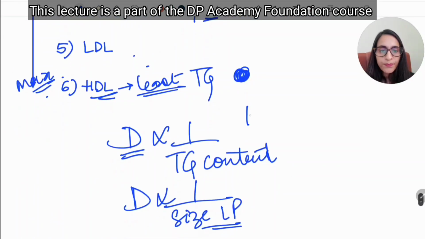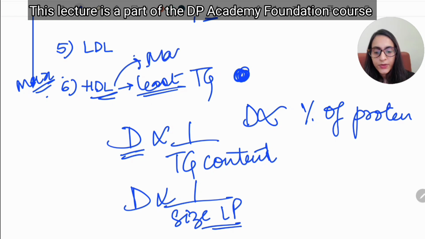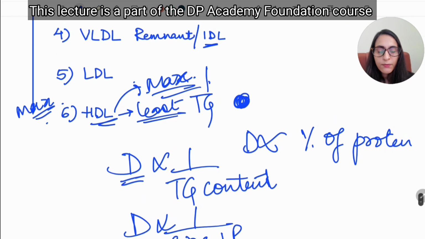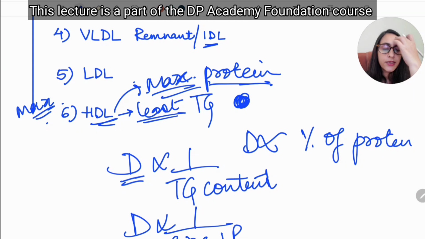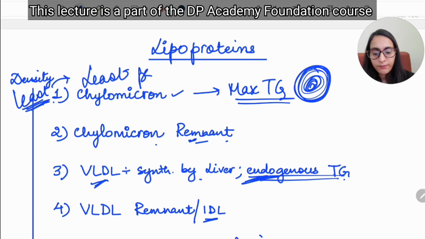And this density is directly proportional to the percentage of protein. So HDL has got the maximum protein. It has got the maximum phospholipid. And basically the lecithin, which is the maximum in HDL, and this kind of question can be asked in multiple choice questions. So maximum protein is present in HDL because HDL has the maximum density, and density is directly proportional to the protein. And since chylomicron has got the least density, it has got the least protein.